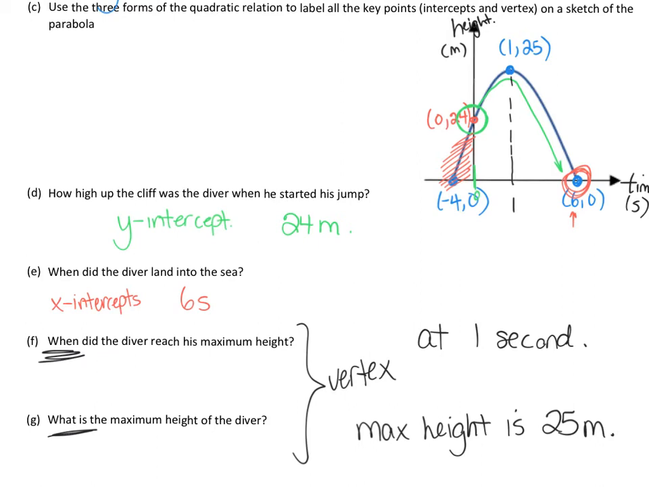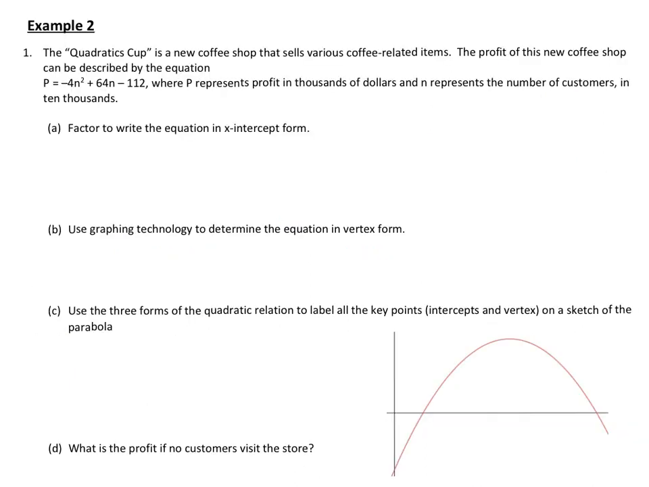Okay, so you're going to try another one of these and see if you can get this idea. It's just interpreting the different forms of the quadratic equation or function. Okay, so we're going to try one more that sort of has different meanings, but the same concept, looking at the equation and what everything means. The Quadratics Cup is a new coffee shop that sells various coffee-related items. The profit of this new shop can be described by this equation. P equals negative 4n squared plus 64n minus 112, where P represents the profit in thousands of dollars and n represents the number of customers in 10,000s. Okay, so those meanings will come to be important when we start answering questions.